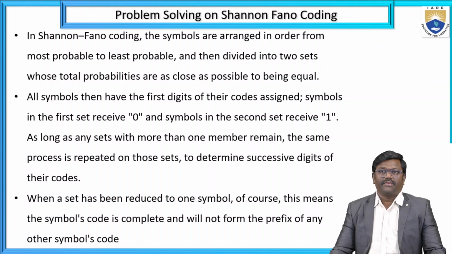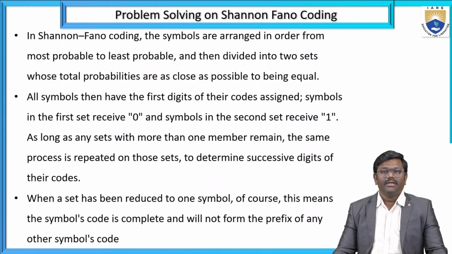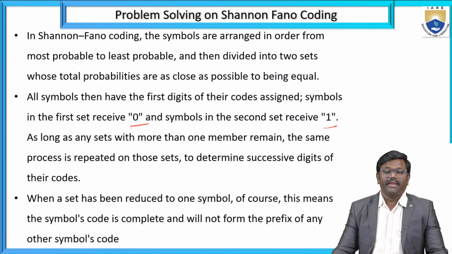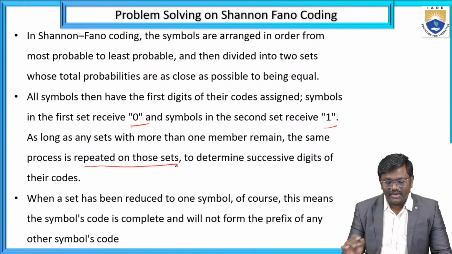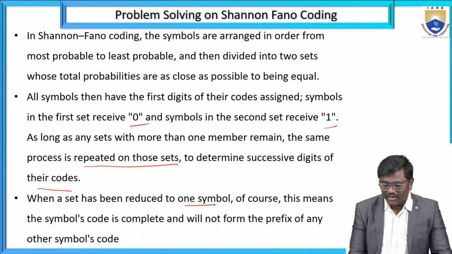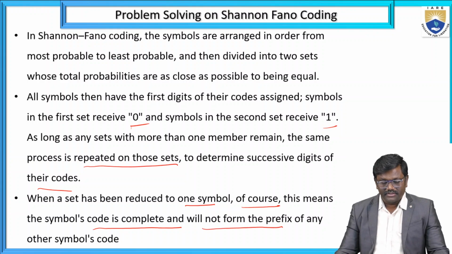The symbols are arranged in order from most probable to least probable, and then divided into two sets whose total probabilities are as close as possible to being equal. All symbols then have the first digits of their codes assigned: symbols in the first set receive 0 and symbols in the second set receive 1. As long as any sets with more than one member remain, the same process is repeated on those sets to determine successive digits of their codes. When a set has been reduced to one symbol, that symbol's code is completed and will not form the prefix of any other symbol's code.